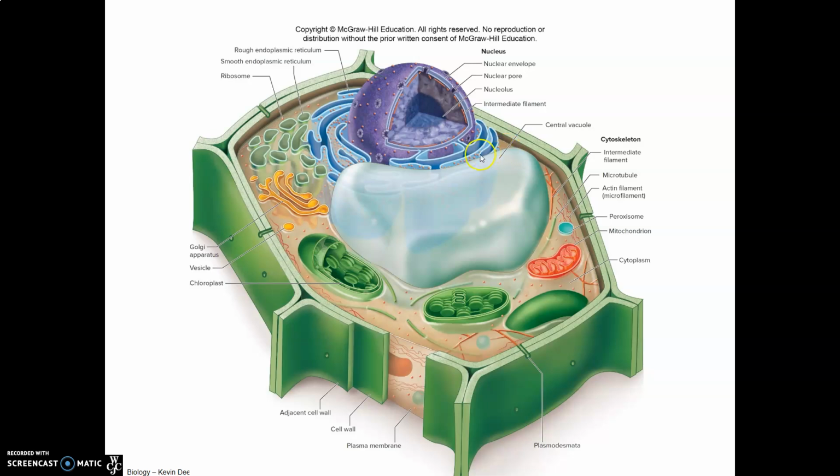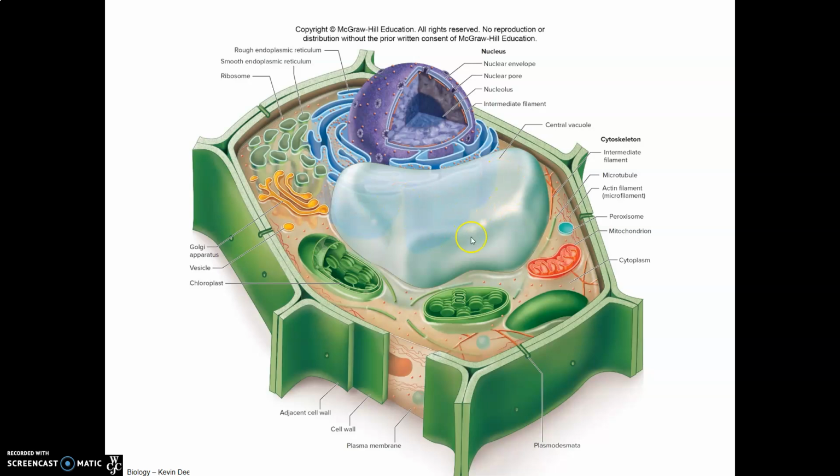There is in many plant cells a very large vacuole. Remember, vacuoles are things that are used for storage. Well, this vacuole is called the central vacuole. Its membrane that surrounds it is called the tonoplast. And the central vacuole is filled with water and electrolytes.